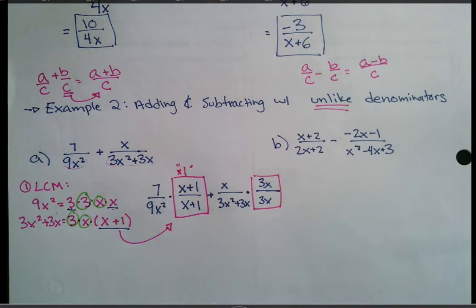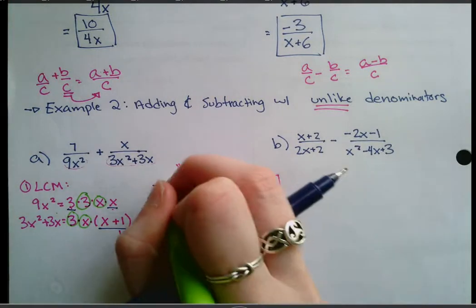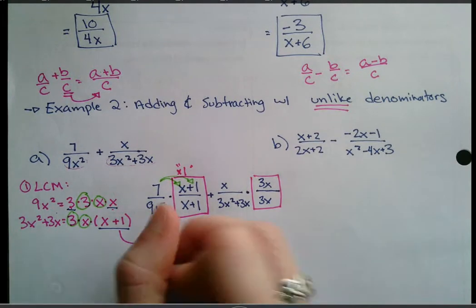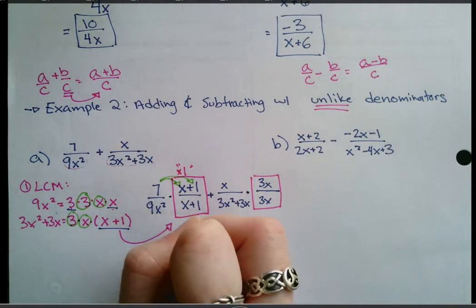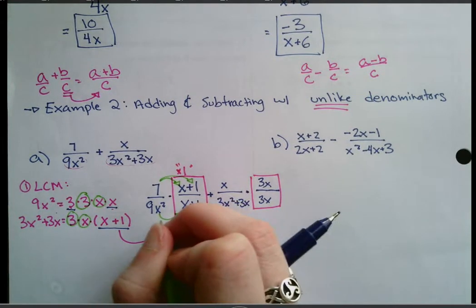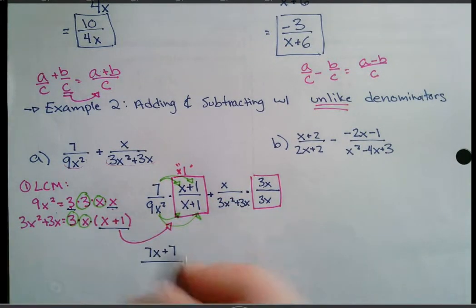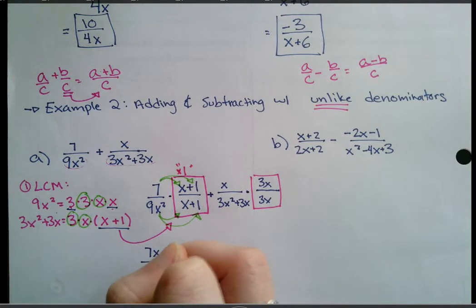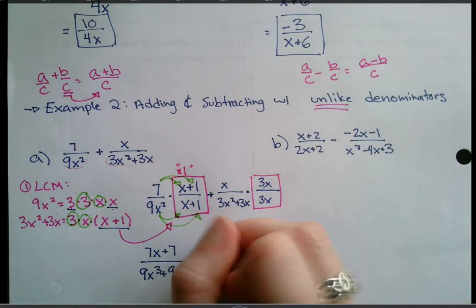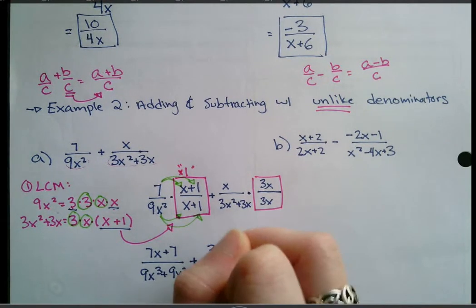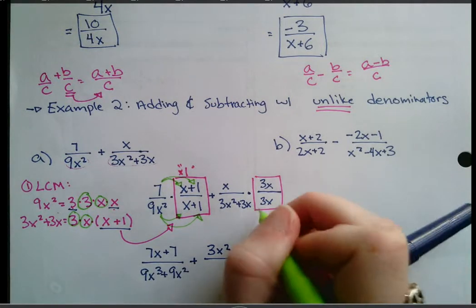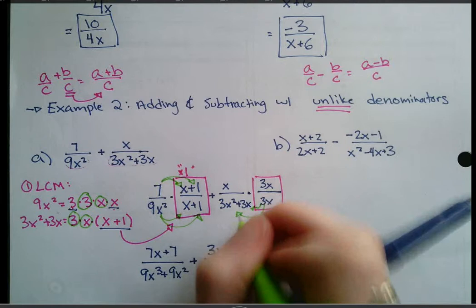So now, when I multiply here, I'm going to take this 7 and distribute it, because we're multiplying here. So I'm going to have a 7x plus 7 divided by, once again, I am distributing this 9x squared here. So a 9x cubed plus 9x squared. And this is plus a 3x squared divided by, well, if I distribute this here, I get the same thing I had over here, which means I found my common denominator correctly.